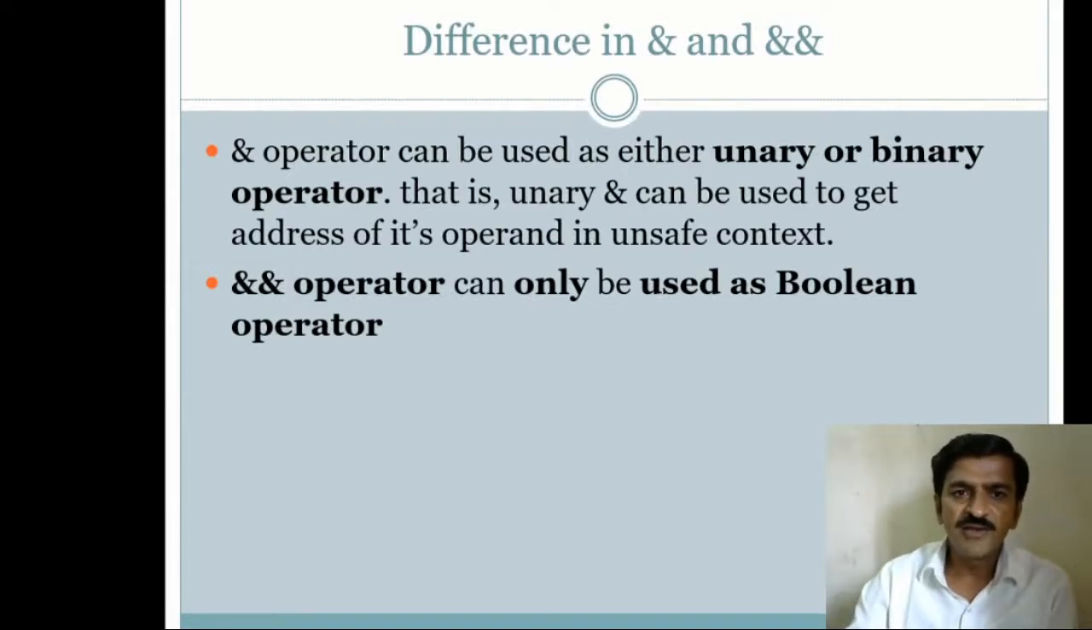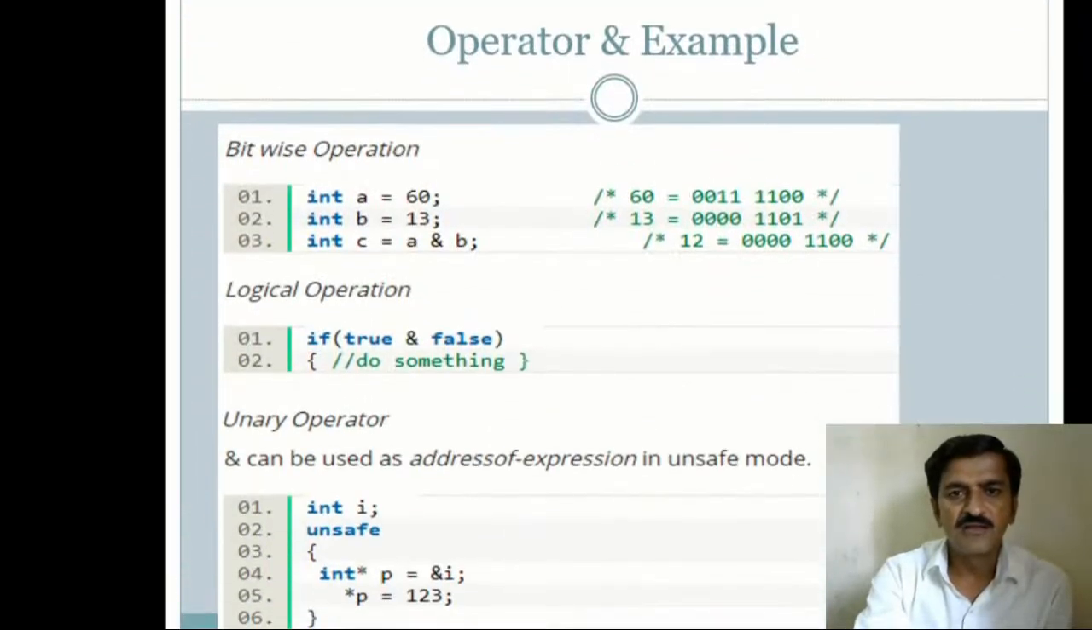A single AND operator can be used as either a unary or a binary operator. It means we can perform a binary operation using a single AND operator, the binary AND between the two numbers A and B. But to perform the binary AND between A and B, the double AND operator cannot be used. It is only used for logical operations.